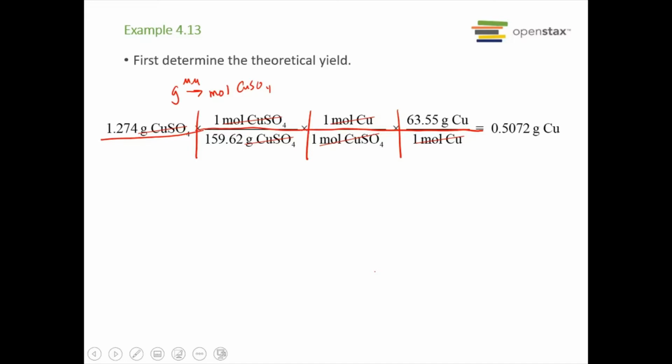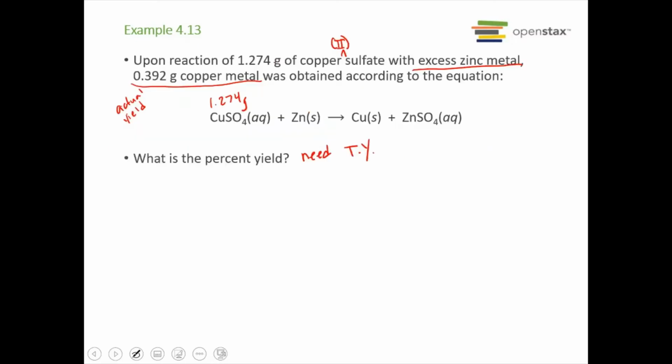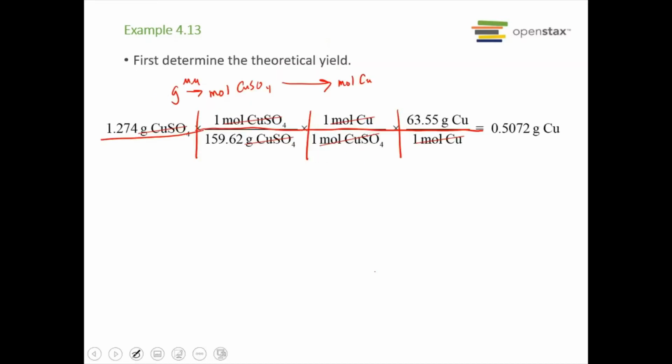And then we can use the balanced chemical equation to go from moles of copper sulfate to moles of copper. Going back to the equation, it was already balanced. It's 1 to 1. And then we can go from moles of copper to grams of copper using molar mass. SR for stoichiometric ratio. And then molar mass of copper, just the metal. This is just elemental copper. So we end up getting 0.5072 grams of copper.